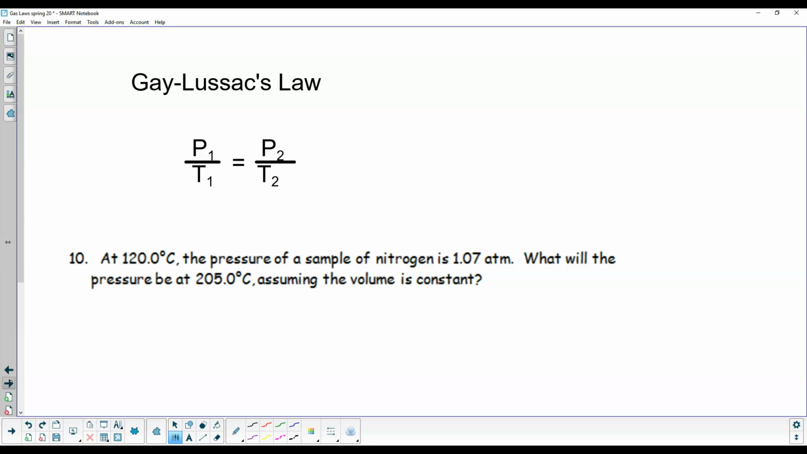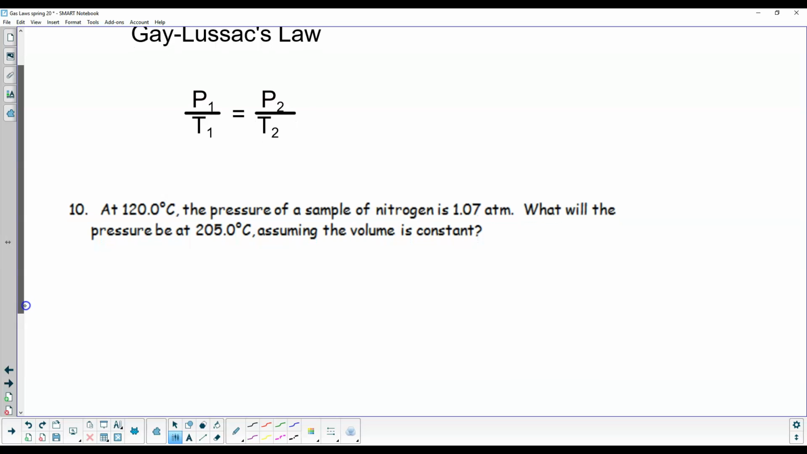Once again, temp must be in Kelvin. Always, always, always for these. And so it's really just substituting in and solving for the one unknown. This is super repetitive. Not too bad.